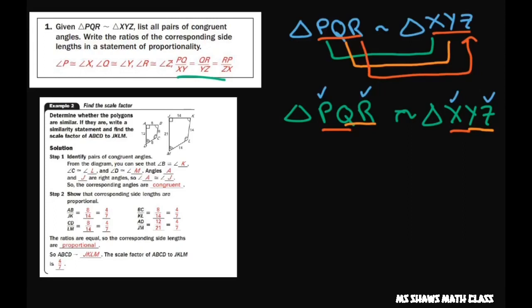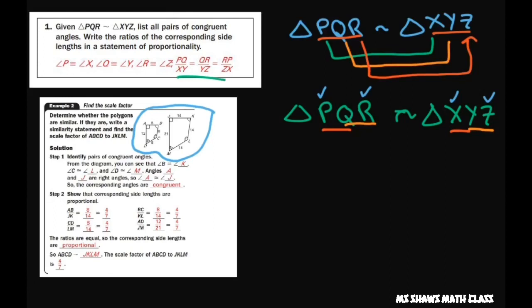All right, then we have an example. We have to identify all the congruent angles and stuff. So the corresponding angles are congruent. And you can just look at this picture. Everything is marked. Now show that the lengths are proportional, so I'll just do one.